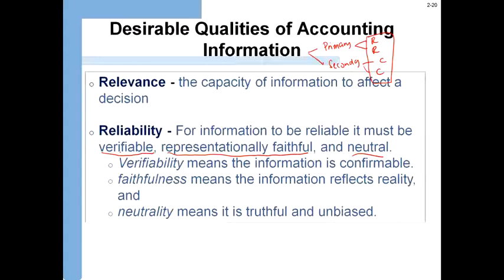Verifiability means the information is confirmable. Faithfulness means information reflects reality, reflects the economic reality. It's true lah. Okay. And then neutral means it is truthful and unbiased. So bila information tu tepat, they reflect the economic reality and unbiased, then it has reliability.